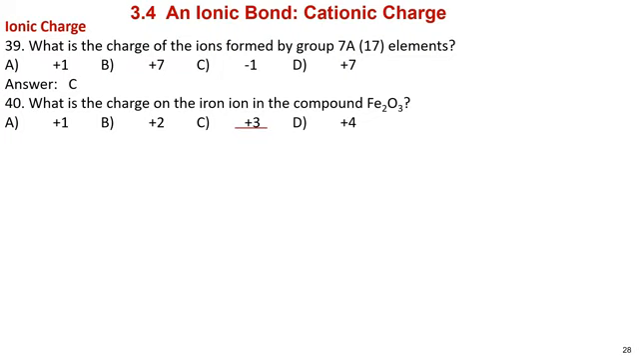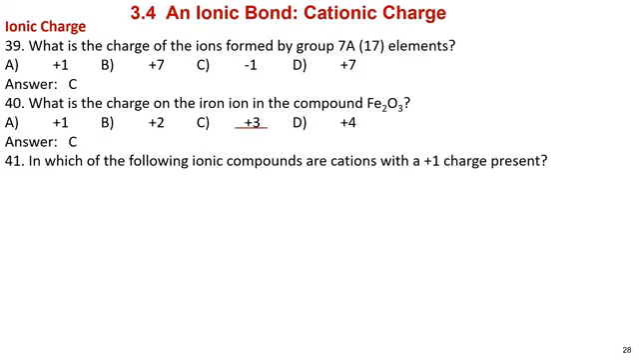Charge on oxide is 2 negative. There are 3 of them, that becomes -6. Therefore, 2 iron atoms should have a total of positive 6. Each iron atom has 3 plus.